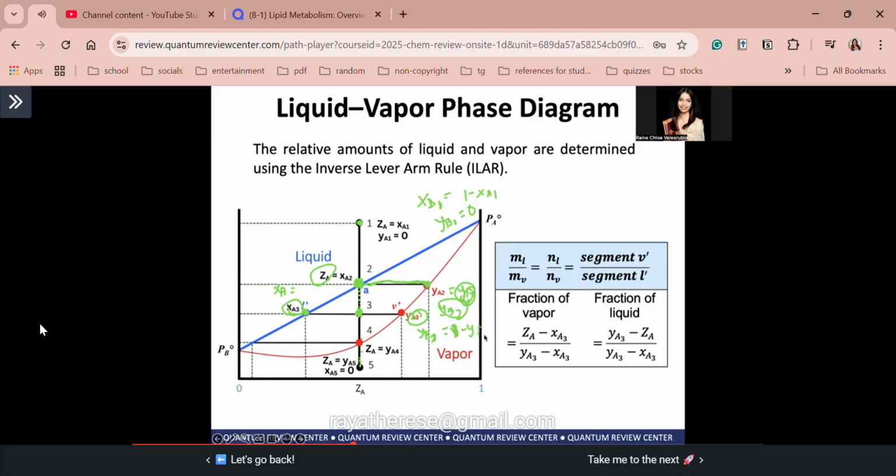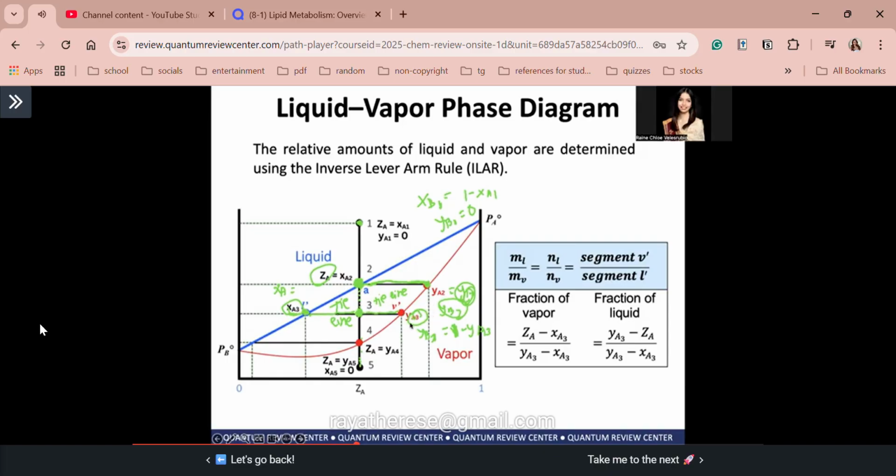Y1 minus YA3. Now guys, in order for us to really determine the relative amounts of liquid and vapor, we have to create tie lines between ZA and YA3. So this is one tie line, and another tie line. Again, this represents equilibrium between two phases. So guys, how can we exactly determine the relative amounts of liquid and vapor at point 3?